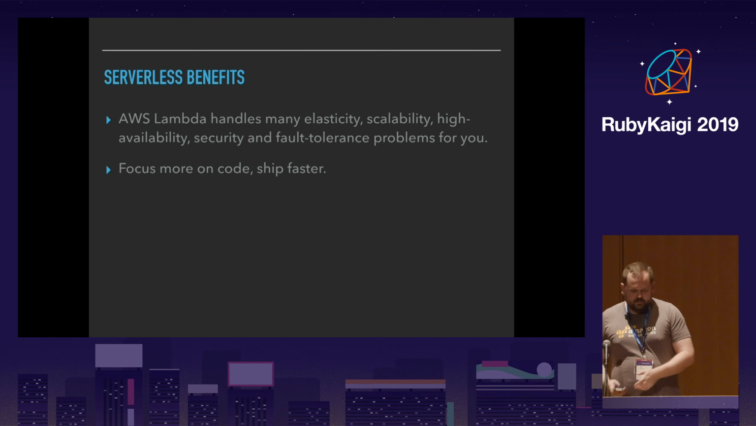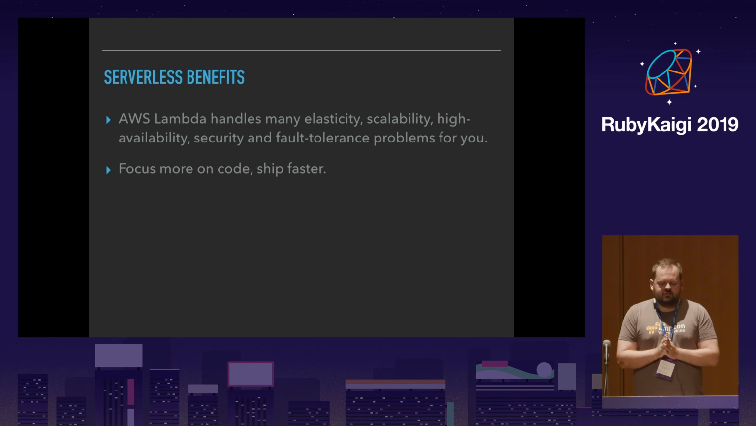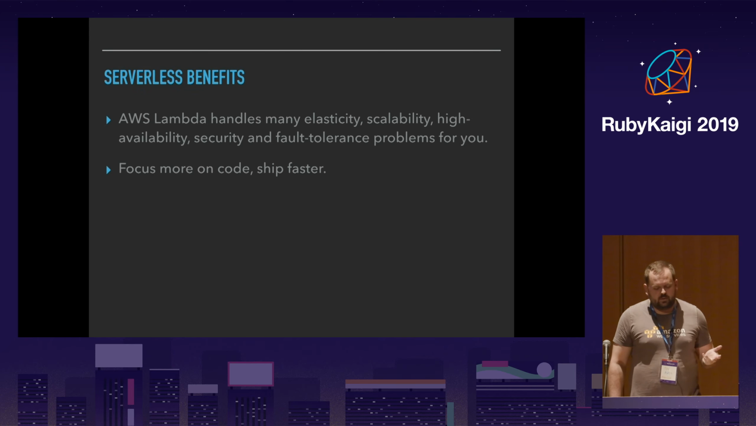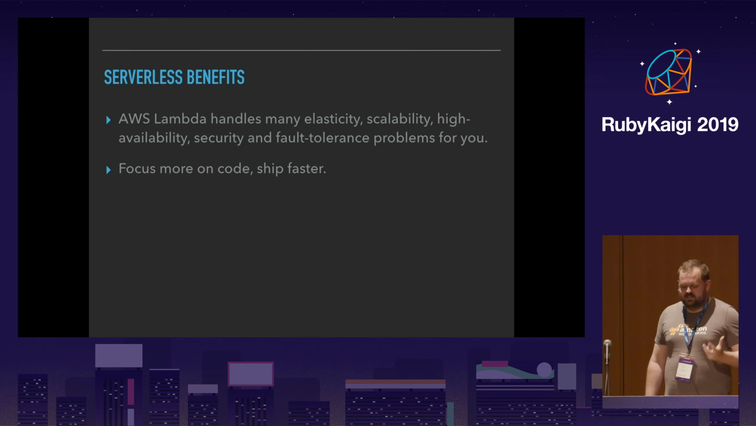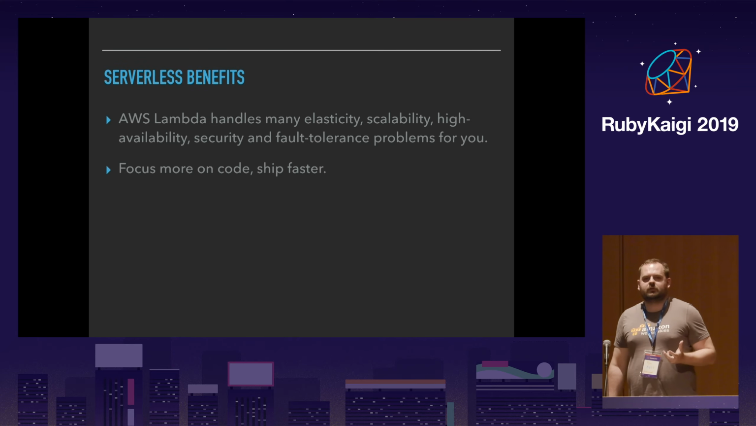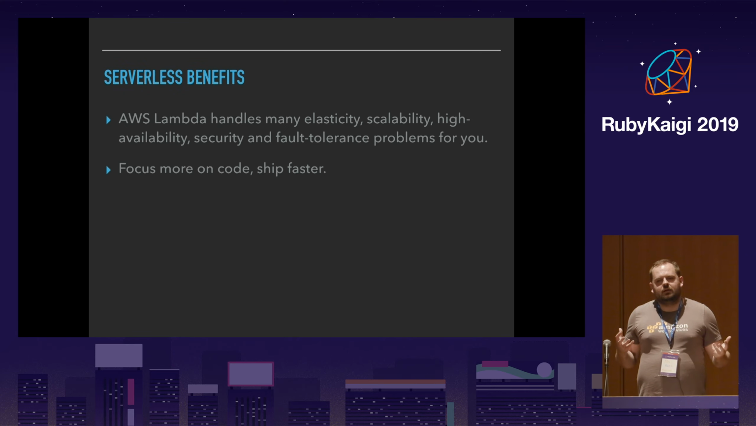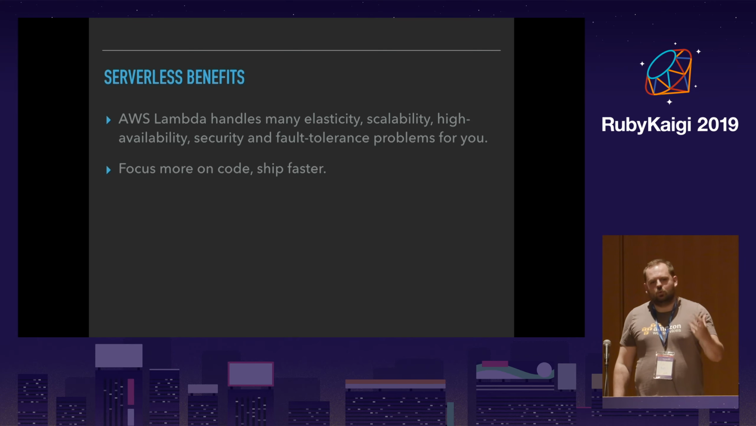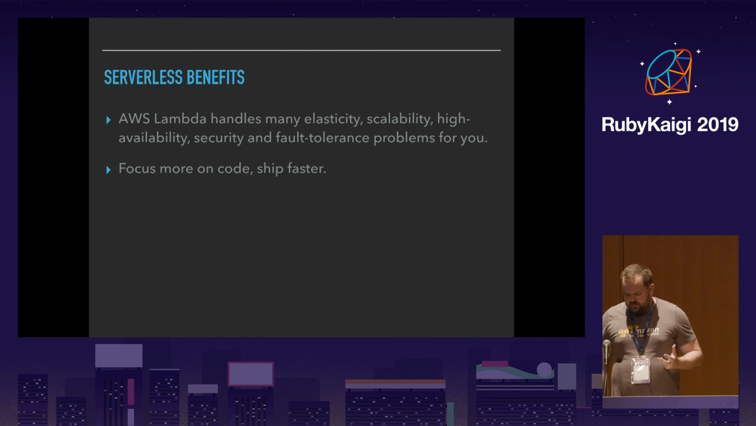All right, so bringing it together. The benefits of serverless, why are we here? Because AWS Lambda as a compute model, and the related managed services and tools we have around it, handles a lot of the elasticity, scalability, high availability, security, and fault tolerance problems that you face when building production quality apps for you. It's going to do a lot of the heavy lifting so that you can focus on only the things that actually matter, the things that differentiate for you. So you're focusing more on code and you're shipping faster.